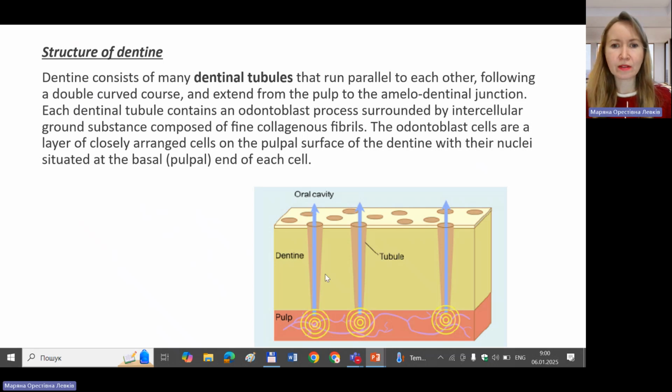Each dentinal tubule contains an odontoblast process surrounded by intercellular ground substance composed of fine collagenous fibrils. The odontoblast cells are a layer of closely arranged cells on the pulpal surface of the dentine, with their nucleus situated at the basal pulpal end of each cell.